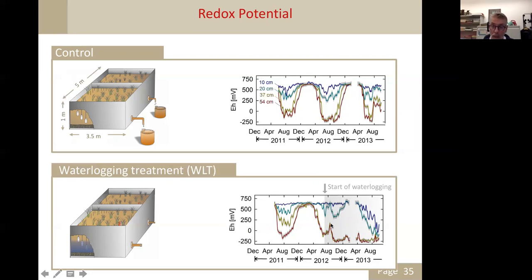So you see what the difference comes next spring, when in the next winter the water potentials were supposed to increase again, as I showed here. Then they were low, and then they started to decrease also in the upper horizon. So only in the year after we started waterlogging, we really saw a strong effect also in the upper horizons on the redox potential.